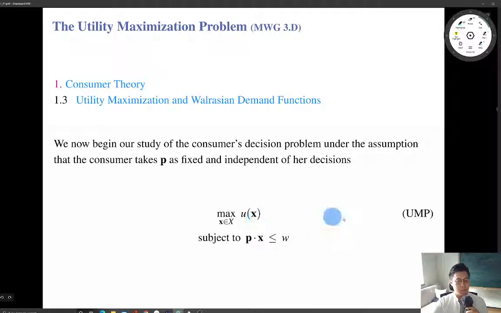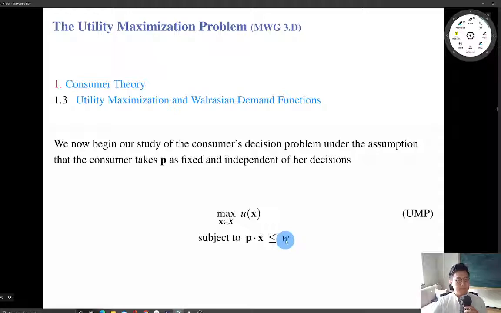This is called the UMP, the utility maximization problem. She wants to choose one bundle x so as to maximize utility. Bundle x must be feasible, so it should be an element of the consumption set X. And furthermore, it should be affordable, so the total expenditure for choosing bundle x cannot exceed the consumer's wealth.